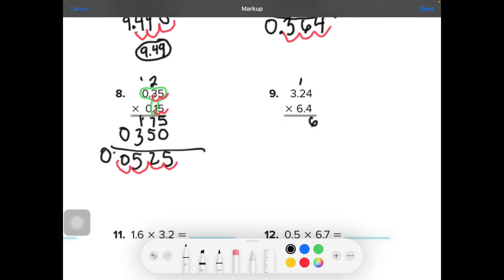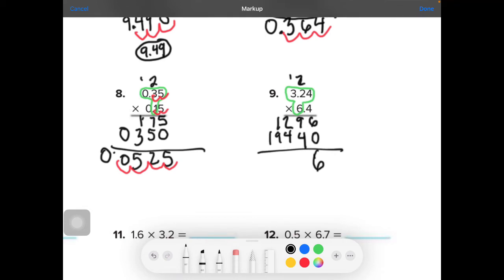Number 9, 4 times 4 is 16. 4 times 2 is 8, plus 1 is 9. 4 times 3 is 12. Next level. Not sure how I'm doing that circle. I'll try not to do that anymore. 6 times 4 is 24. 6 times 2 is 12, 13, 14. 6 times 3 is 18, plus 1 is 19.